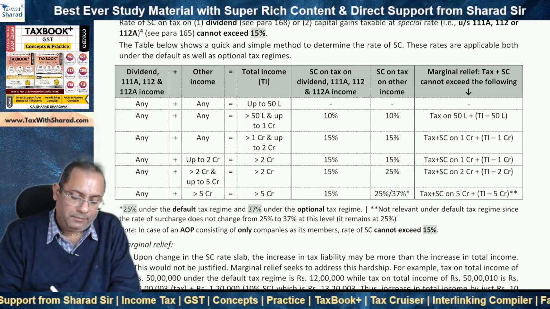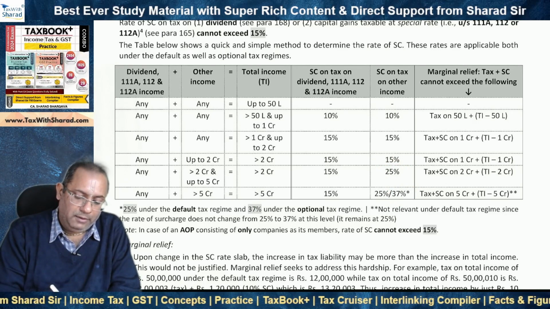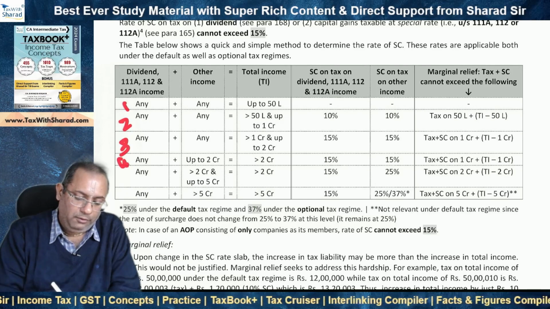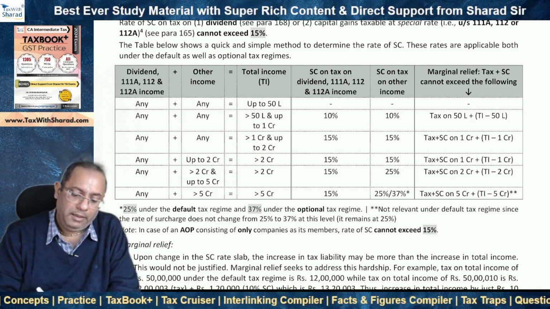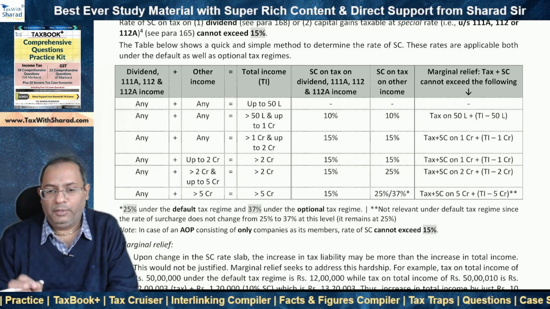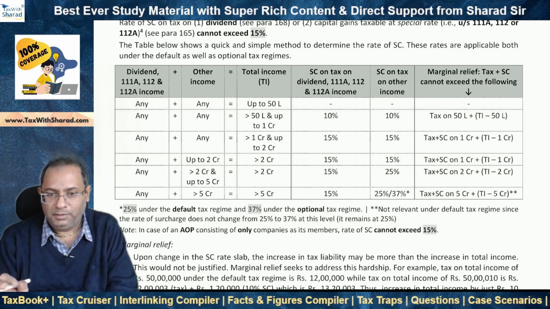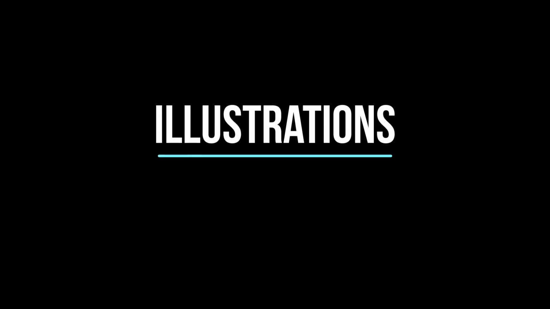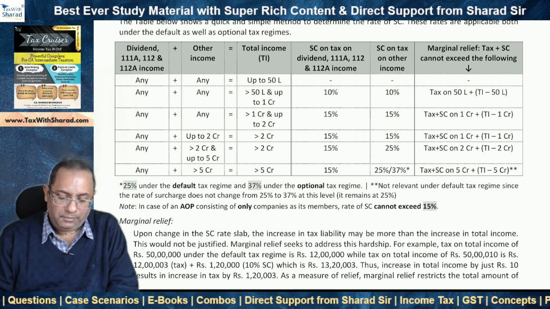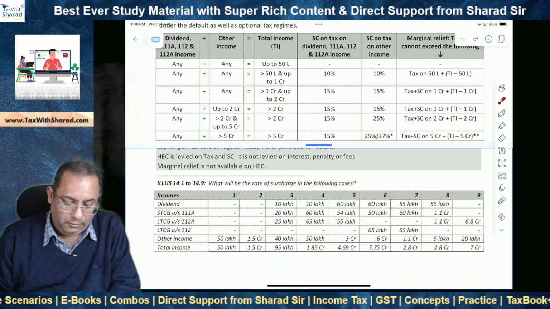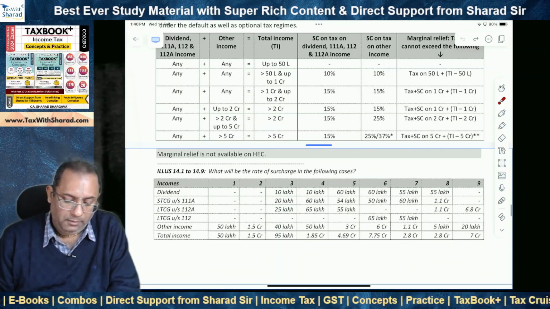So these are the various levels: 1, 2, 3, 4, 5, 6. 6 levels. And consequently, using this particular table, we can very quickly and easily determine the correct rate of surcharge. We will now look at certain examples and illustrations. So 9 illustrations in all, and we will quickly look at these illustrations one by one.